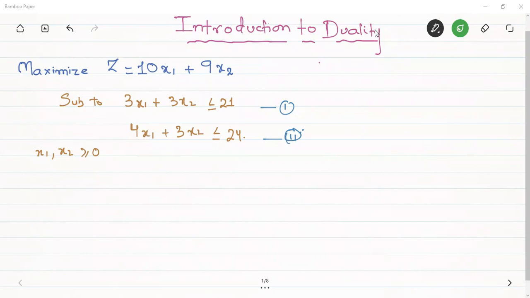To understand duality, let me take an example of a linear programming problem. On the screen, you can see that it is a maximization problem: maximize z = 10x1 + 9x2. Two constraints are given. The first constraint is 3x1 + 3x2 ≤ 21, and the second constraint is 4x1 + 3x2 ≤ 24. So this is an example of an LPP maximization problem.